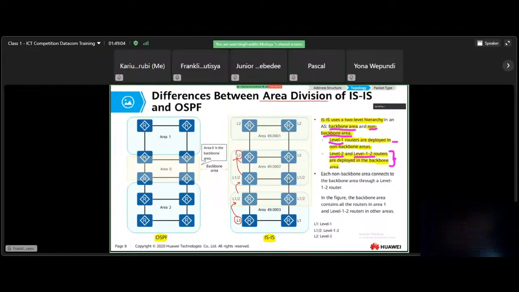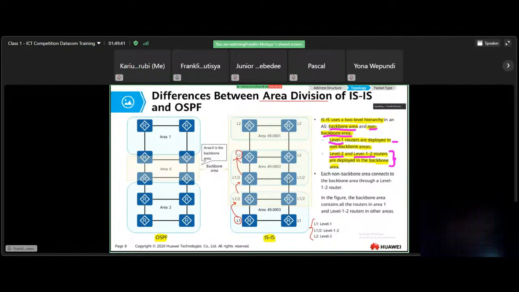So we have these 3 types of routers: level 1, level 1, 2 routers, and level 2 routers. Now, the difference in their working is that level 1 routers maintain level 1 LSDBs. So the link state database for level 1 can only be accessed by another level 1.